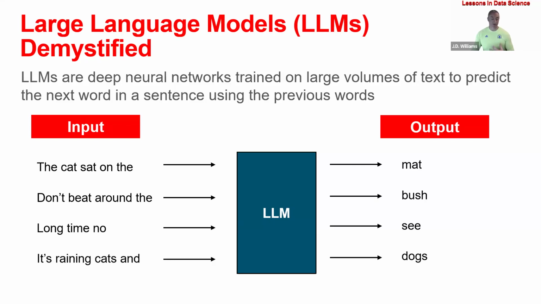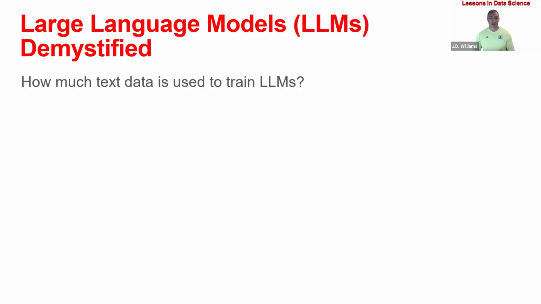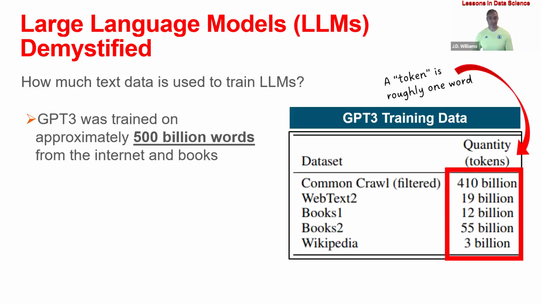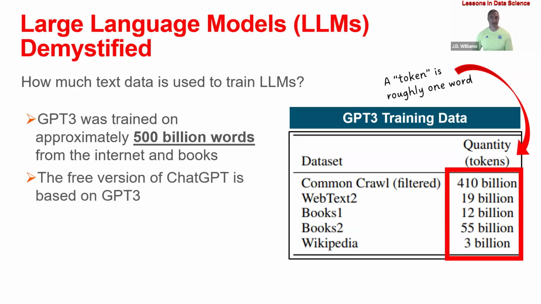These large language models are trained on learning the next word in a sequence. Now, how much text data is used to train these large language models? GPT-3 was trained on approximately 500 billion words from the internet and from books. The free version of ChatGPT that we can all use on the internet is based on GPT-3.